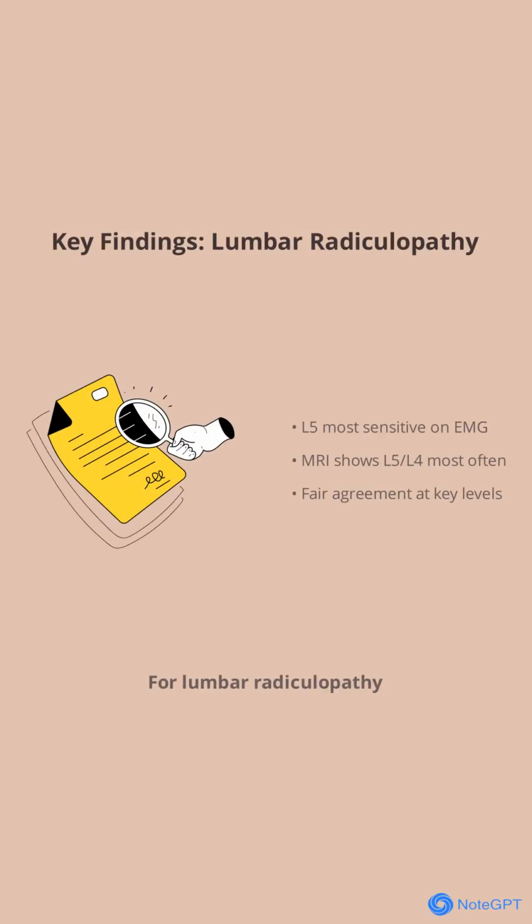For lumbar radiculopathy, EMG was most sensitive at the L5 root, with MRI most often showing abnormalities at L5 and L4. The agreement between EMG and MRI was fair at L4 and L5, but less so at other levels. Interestingly, EMG could correctly identify L5 involvement in over 90% of radiologically diagnosed cases. This highlights the value of EMG in pinpointing the exact root involved, especially in complex lumbar cases.